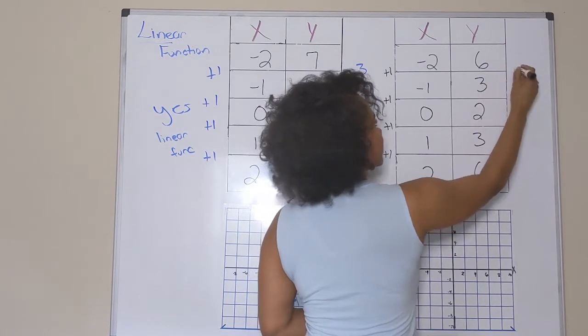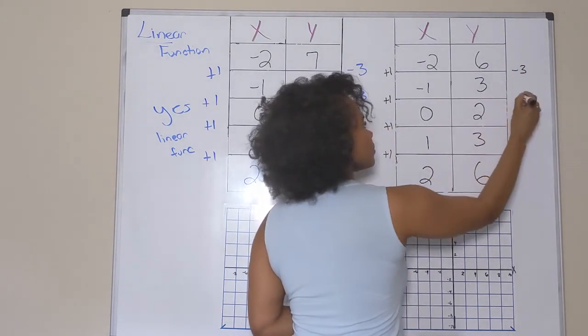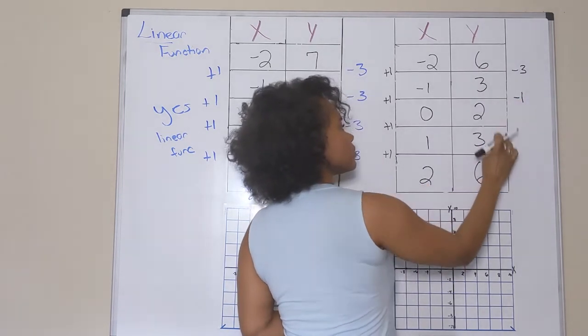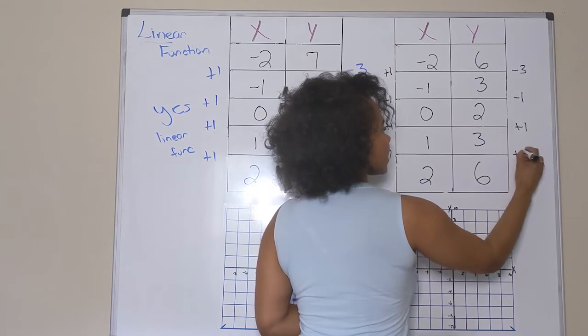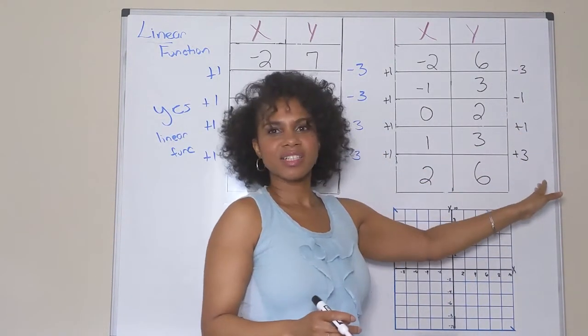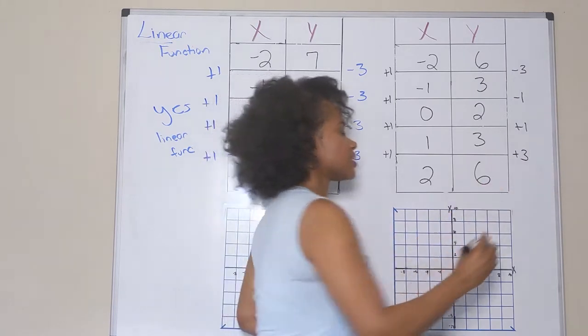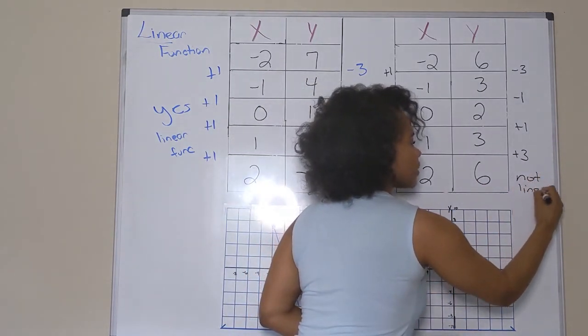6 to 3, I am subtracting 3. 3 to 2, subtracting 1. 2 to 3, adding 1. And 3 to 6, adding 3. So as you can see, there is not a constant change with my y values, so this is not a linear function. It does not create a line.